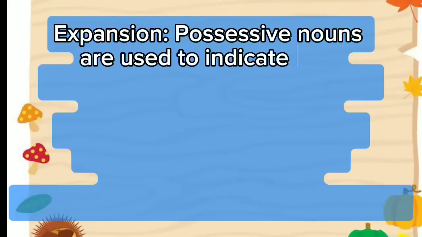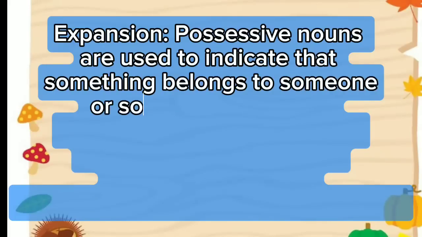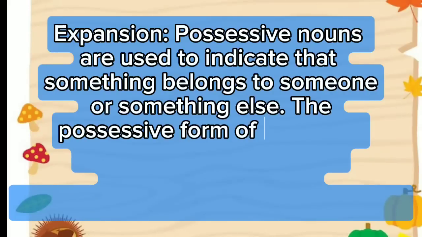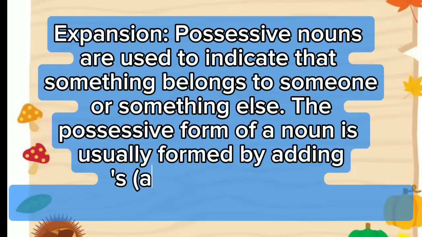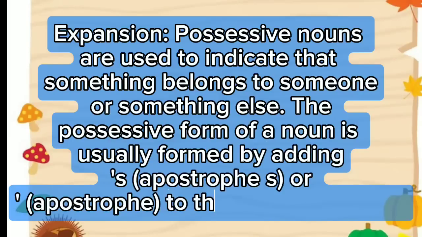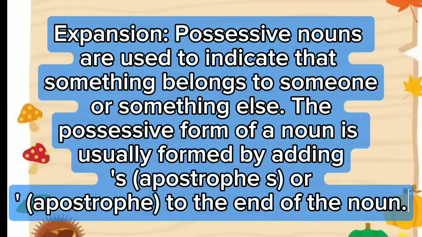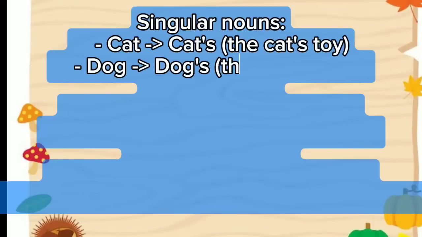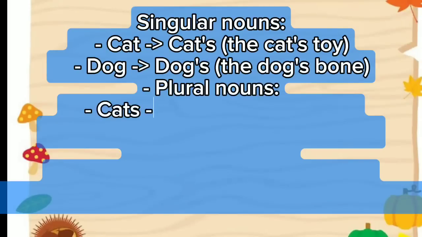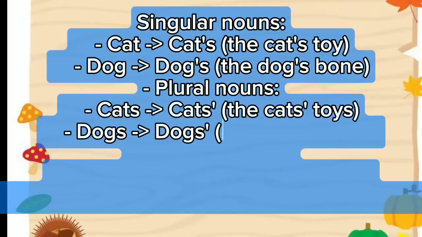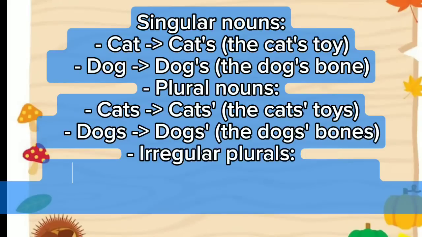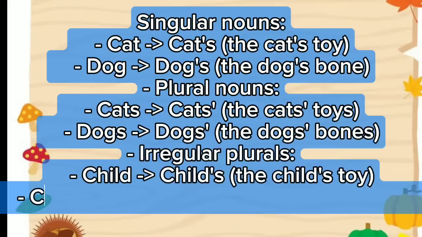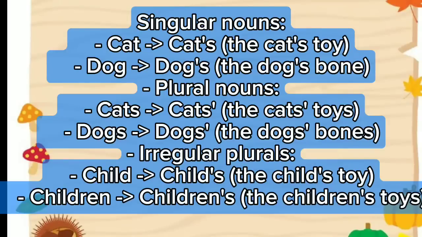Expansion: possessive nouns are used to indicate that something belongs to someone or something else. The possessive form of a noun is usually formed by adding 's or just an apostrophe to the end of the noun. Example: singular nouns: cat to cat's, the cat's toy. Dog to dog's, the dog's bone. Plural nouns: cats to cats', the cats' toys. Dogs to dogs', the dogs' bones.